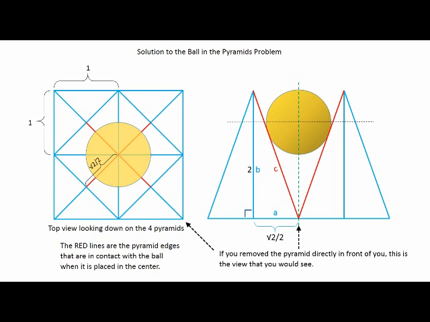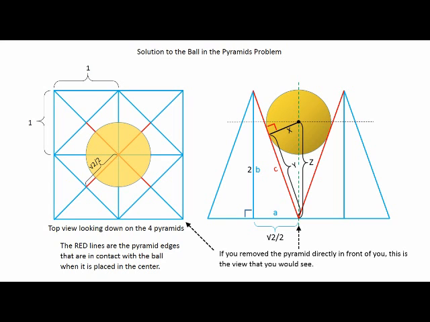Now let's draw a radius line from the center of the ball to the point where it touches the red line of the pyramid edge. Let's call this radius X. And let's call the other 2 sides of the newly formed triangle Y and Z. We know that the red line C is perpendicular to the radius.